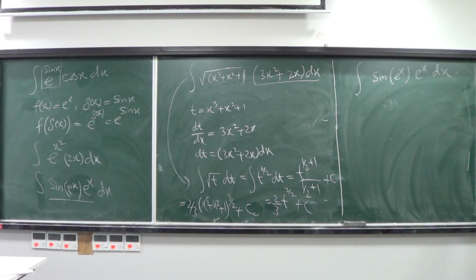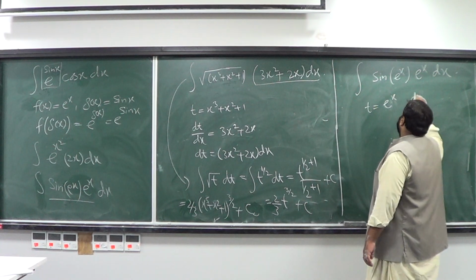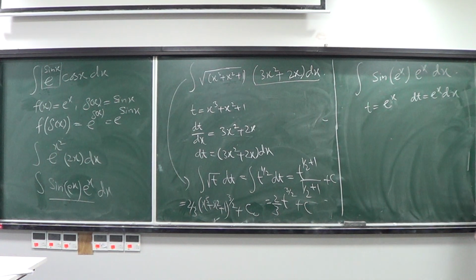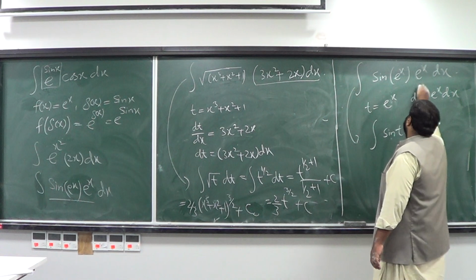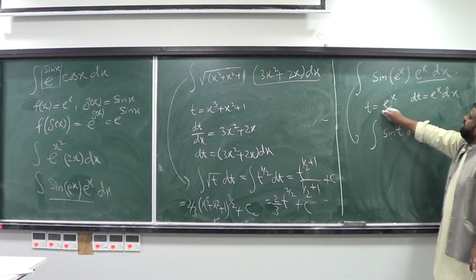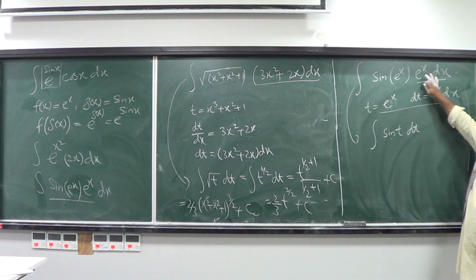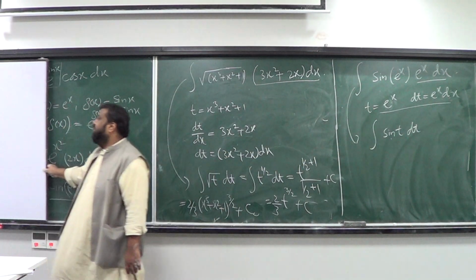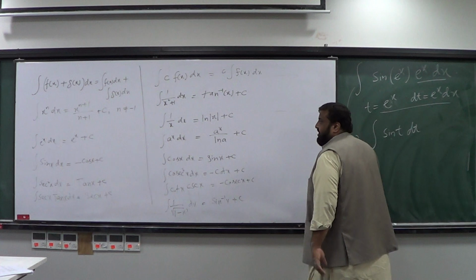I'm saying the sine function is composed with e to the x. So my g of x is really e to the x. So my dt would be e to the x dx. So this will become sine t, and this will become dt. If you have such a form, this substitution is really miraculous. It can radically convert your complicated integral into one of such kind of integrals.